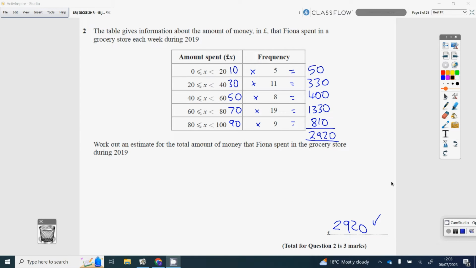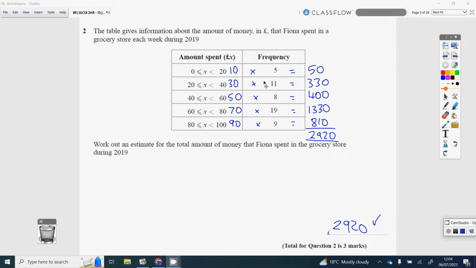Question number 2. Now here we're being asked to work out an estimate for the total amount of money that Fiona spent in the year. So we know that on 5 occasions, 5 weeks, she spent between nothing and £20, but we don't know how much she actually spent. So this is where the estimating comes into play. We just have to go down the middle and take the midpoint. So halfway between 0 and 20 is 10.